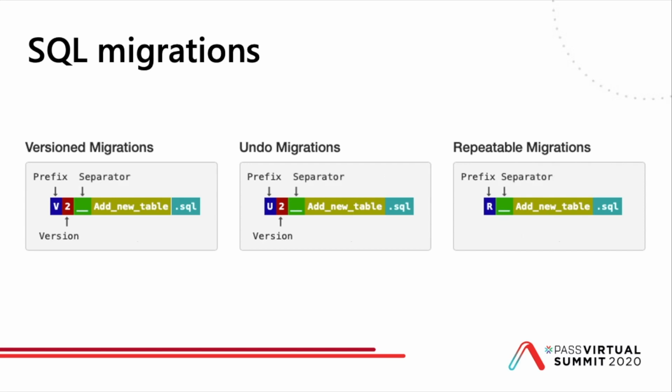In this case, it's 2 underscores. Description. This is the information we will see stored in the migration history table. And finally, the suffix. In this case, it is the file extension. It is quite obvious that it's going to be .sql because we're working with SQL migrations here.